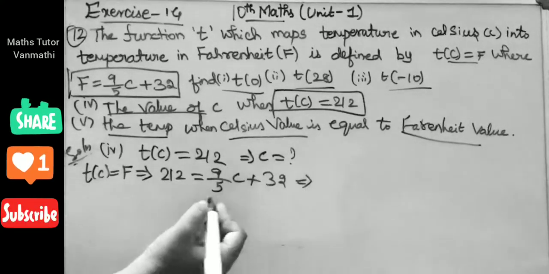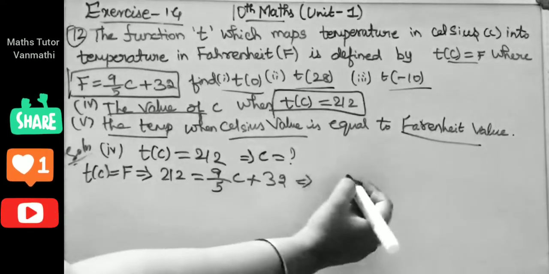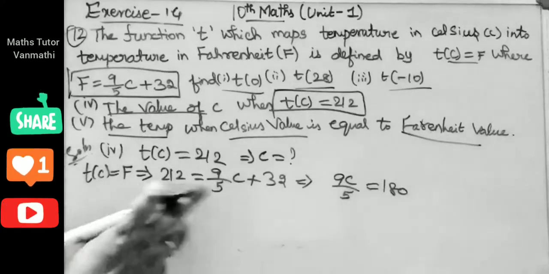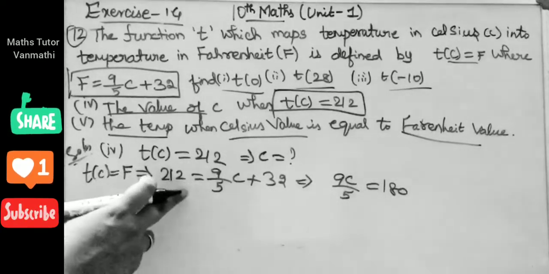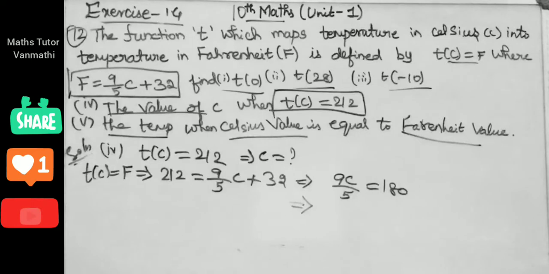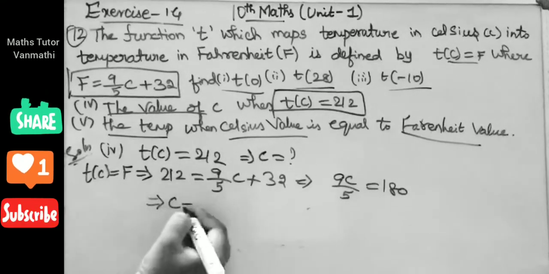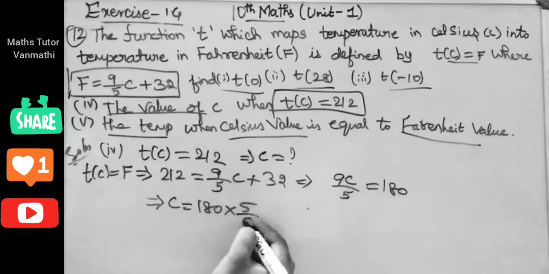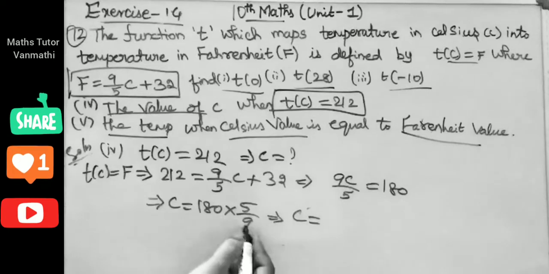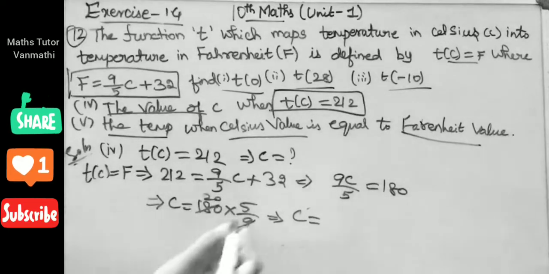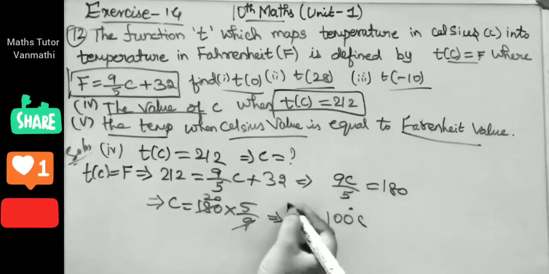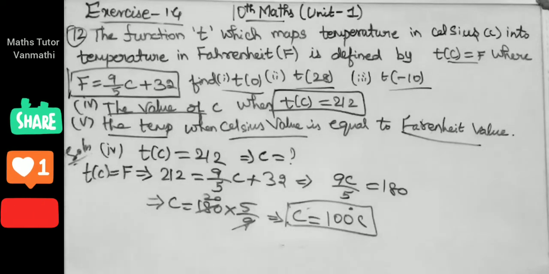Cross multiply, you get 9c by 5 equal to 180. That is, 32 goes to this side, you get 212 minus 32, which is 180. And from this, you are going to find the c value. That is c is equal to 180 into 5 divided by 9. This 9 by 5 going to that side, you get the reciprocal, which implies c equal to 9 20s are 180, 20 into 5 is 100. So c is equal to 100 degrees Celsius. This is the value of c.